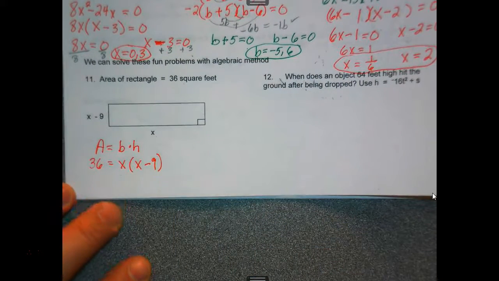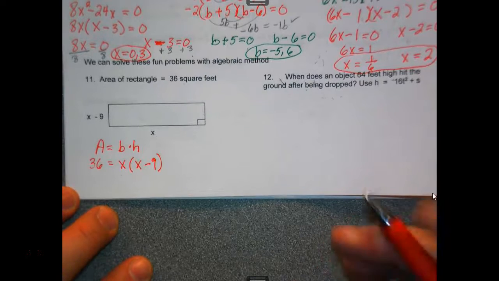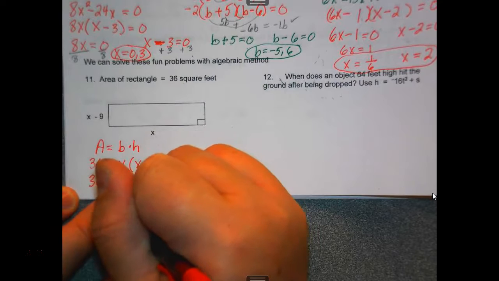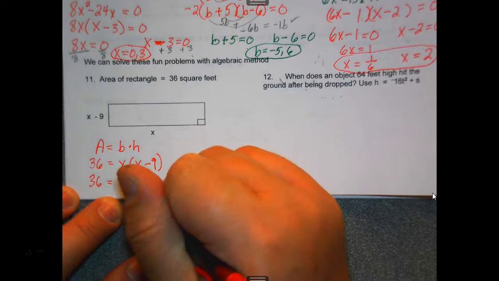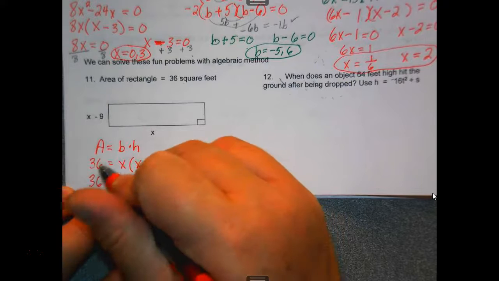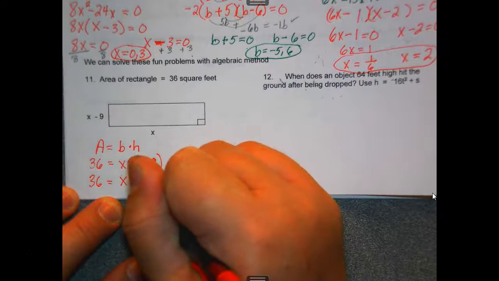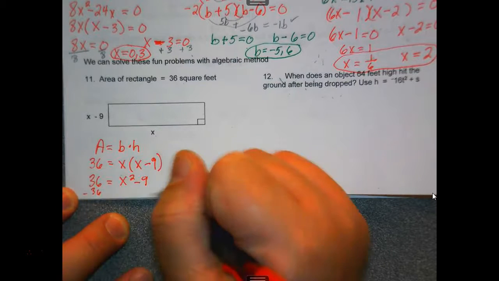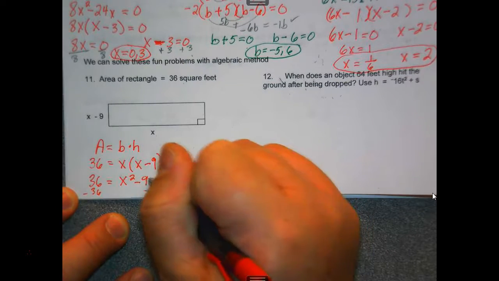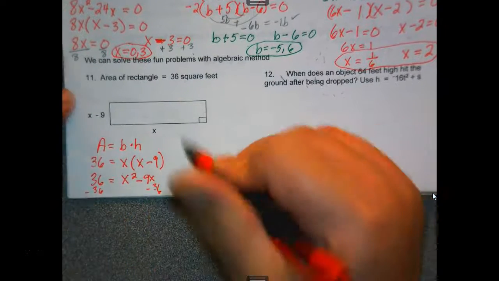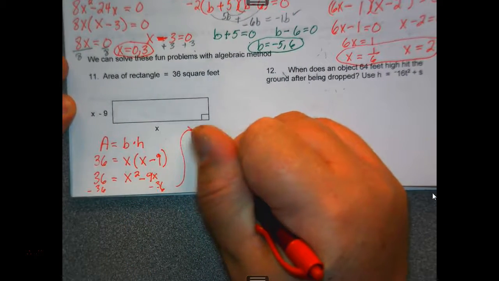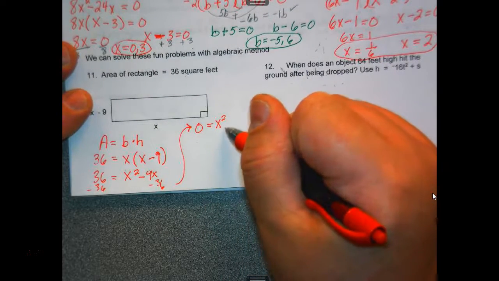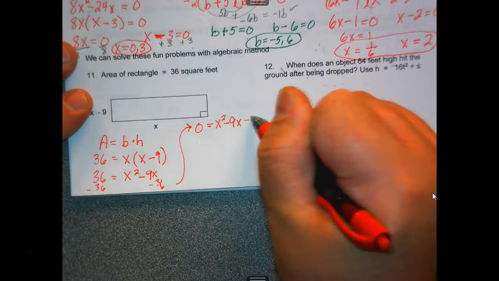Now, if I were you, I'd put it in the calculator and solve it. But we like to do things the hard way. Actually, you would have to get the 36 over here. x squared minus 9x, subtract 36. So I get 0 equals x squared minus 9x minus 36.